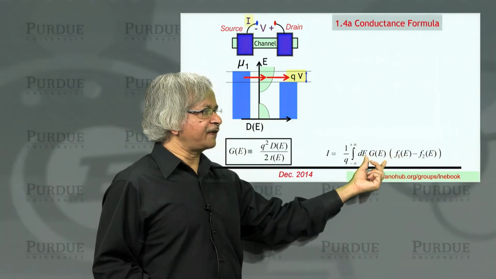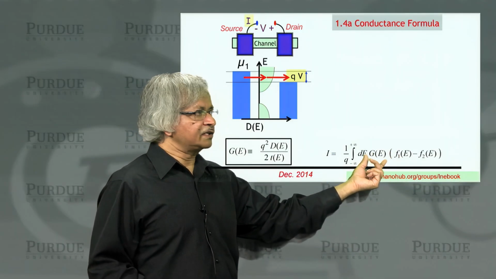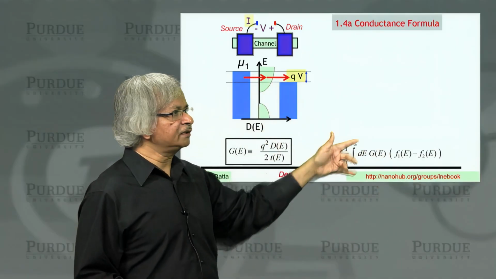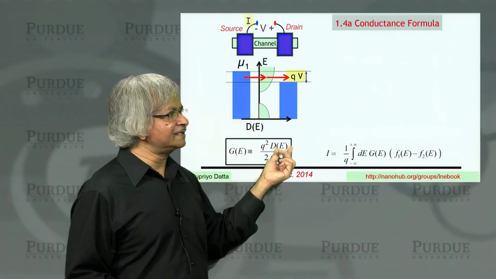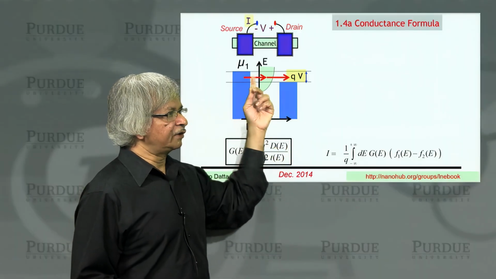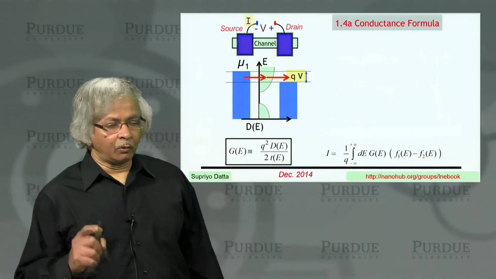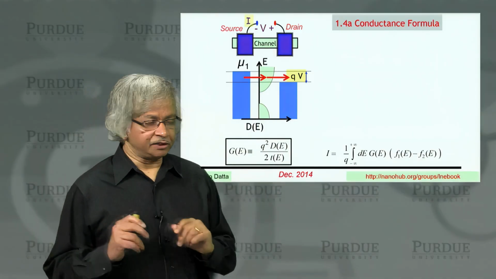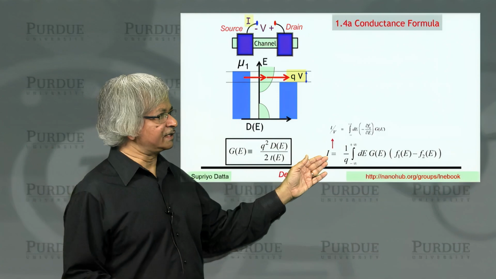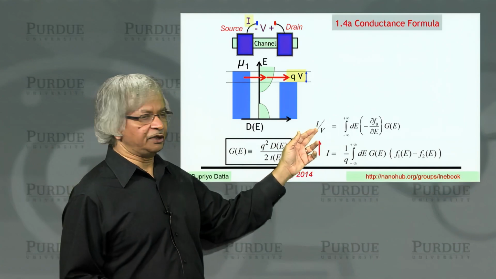And then there is this factor here, this conductance, which tells you how easily electrons can flow through the channel, and that depends on the density of states and the time that it takes for an electron to get from left to right. Now what we'll do in this lecture is we'll obtain an expression for the conductance, that is this current divided by voltage.